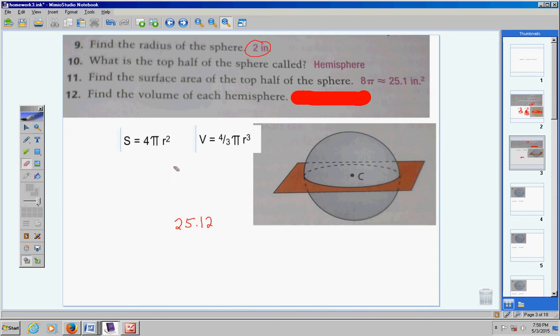Now the next question is, find the volume of each hemisphere. Well guys, they already give you the volume in the directions. If you look in your books, they tell you the volume is 32 over 3 pi. With the calculator, I took 32 divided by 3, times 3.14, and I got 33 point.